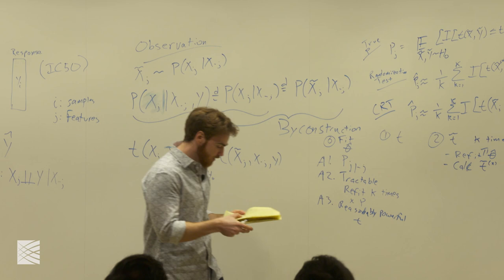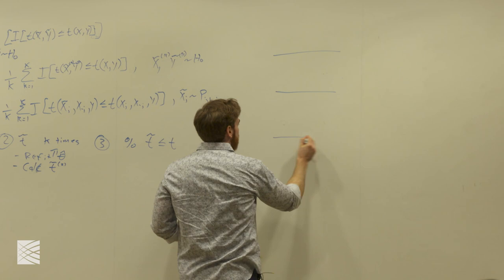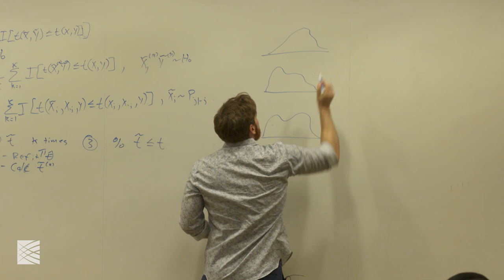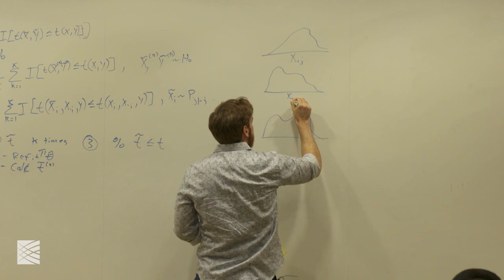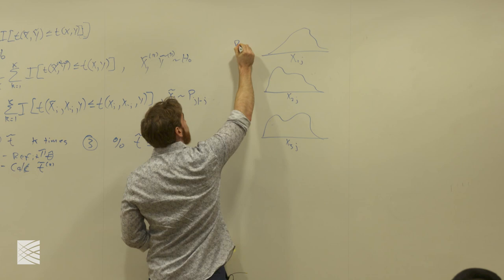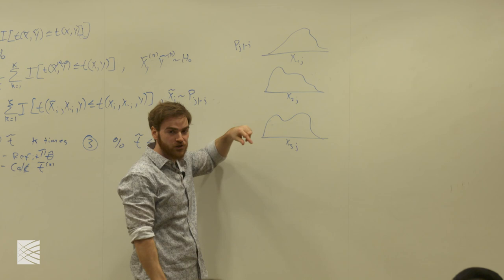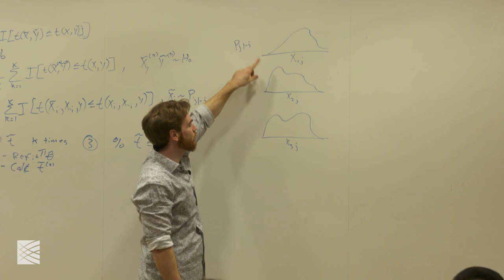So, I'm going to try drawing a few pictures. Okay, so imagine we have a data set where this is x1j, this is x2j, and x3j. And this guy is the probability of j given not j. Right? So let's say we have three samples, and we're interested in the jth feature. And this is like a data set of n equal 3. And these are the conditional probabilities, the true conditional probabilities, right?